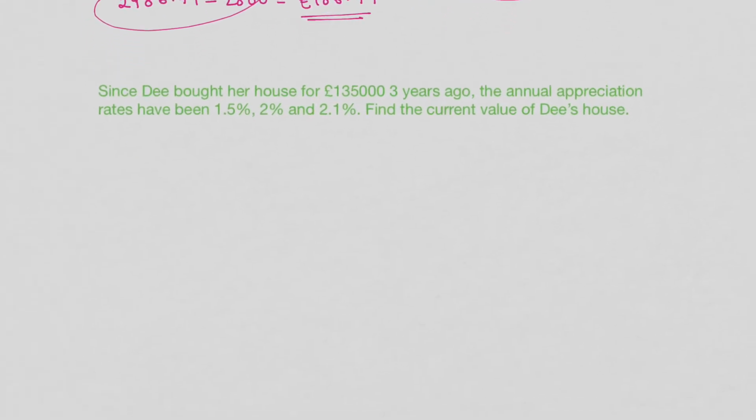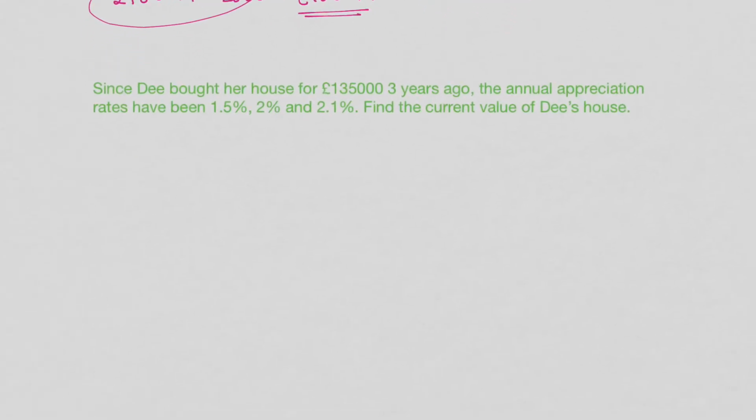Okay, so next one. Dee bought a house for £135,000 3 years ago, and the annual appreciation rates have been 1.5%, 2% and 2.1%. So that means for each year: the first year, that was the amount the house price had gone up by, that was the second year and that was the third year. Find the current value of Dee's house.